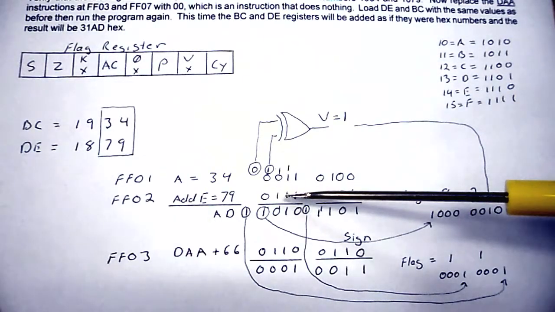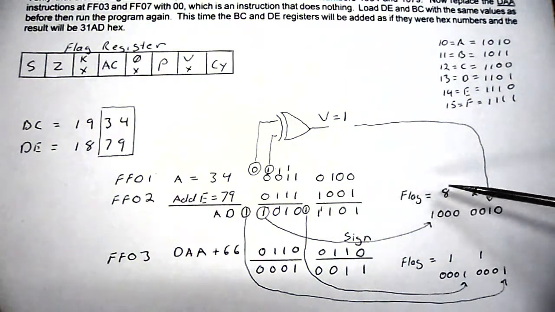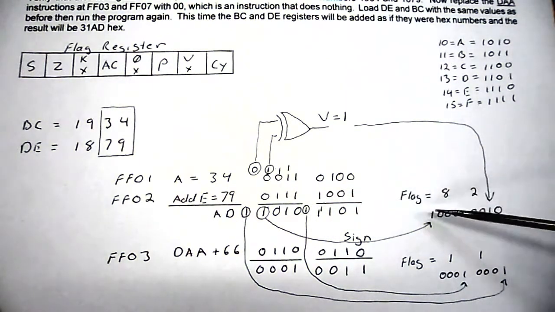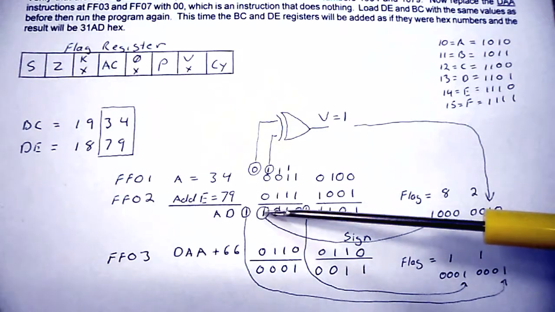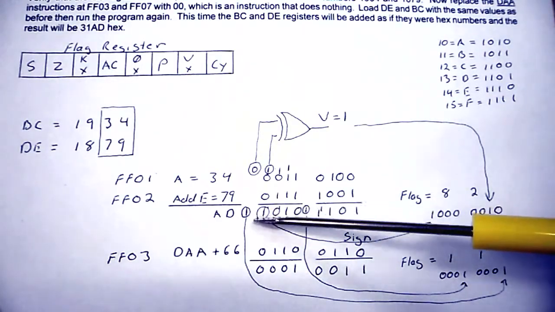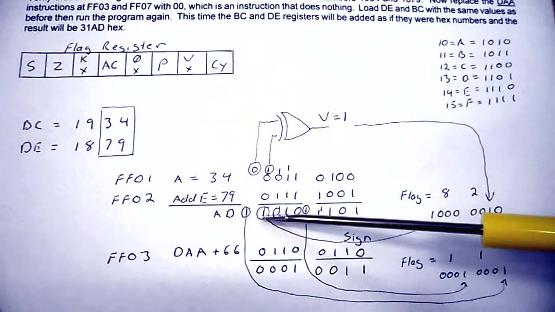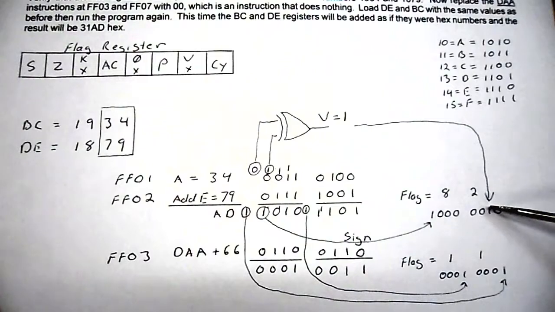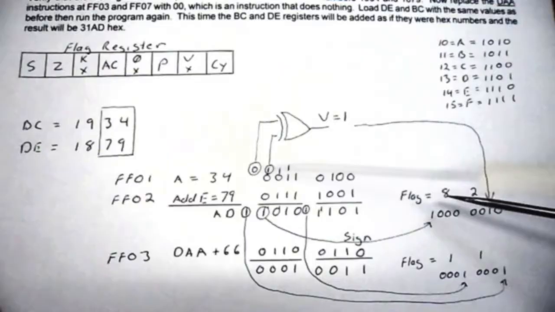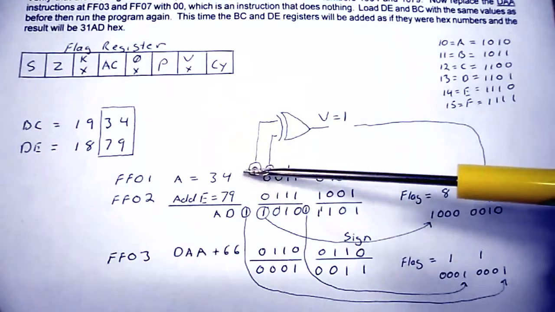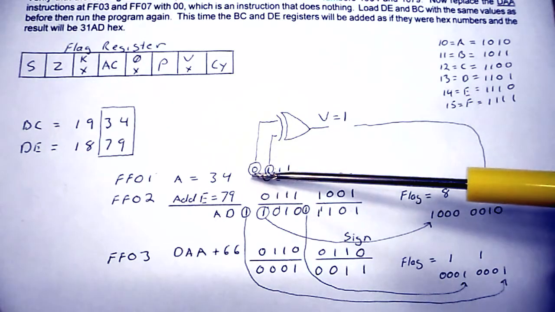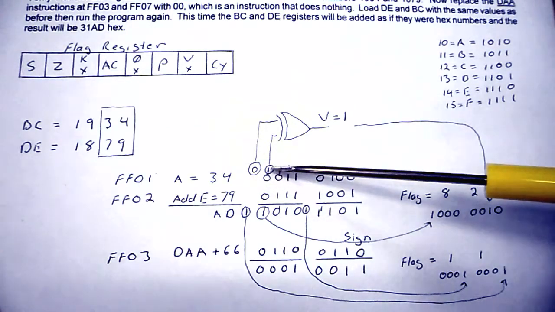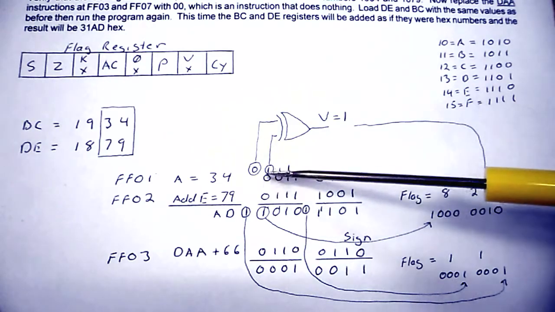Now we have to look at this and say, okay, the flag bits got set as 82. So this bit here for the 8, 1000, that's the sign bit. So the sign bit just comes from the last bit of our answer, the high order bit of our answer. Now the 2 is the V flag. So how did that get set? So you notice the carry bit is actually 0. But the carry into the last bit that we added together was 1.